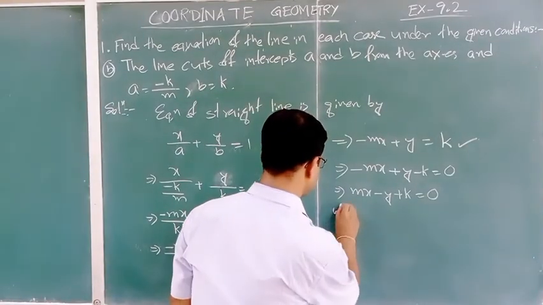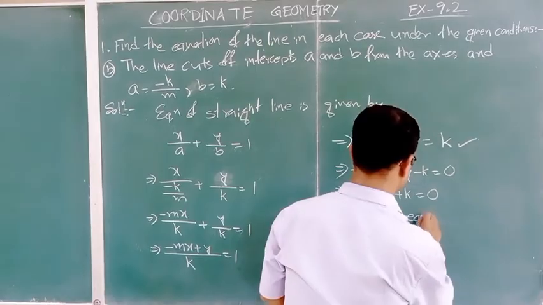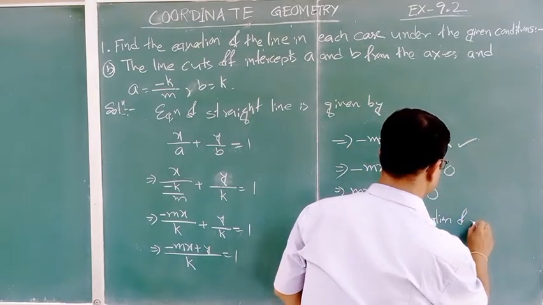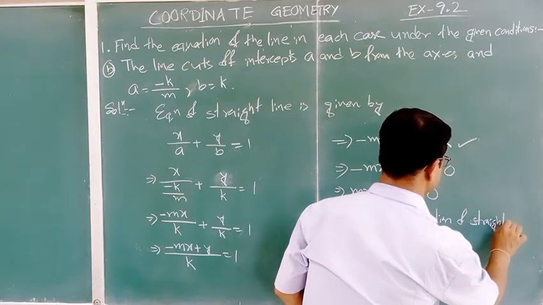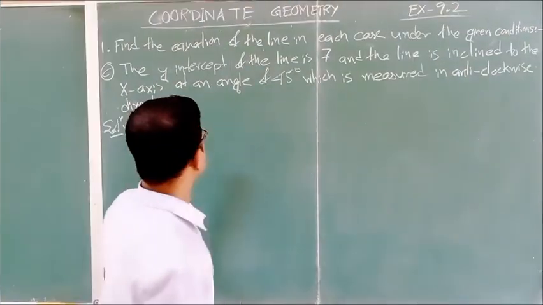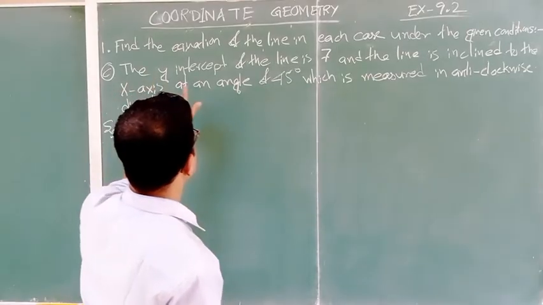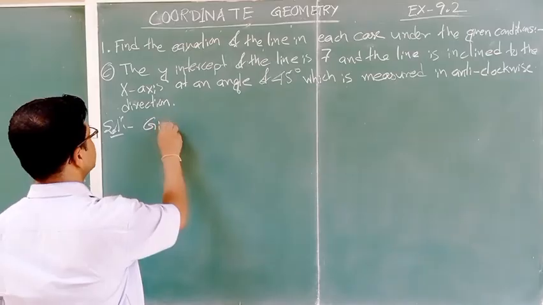Okay, so this is the equation of the straight line. Got it? Okay, now let us take the third one. Now in number C, let us read the question. Here also we have to find the equation of the straight line. Here the y-intercept of the line is 7. That is what is given.